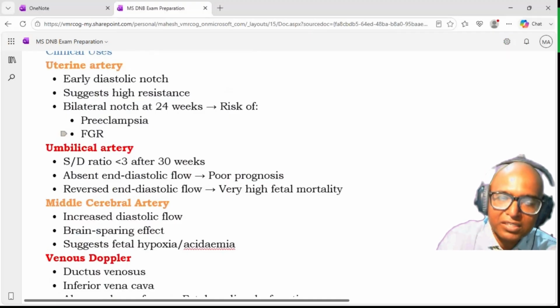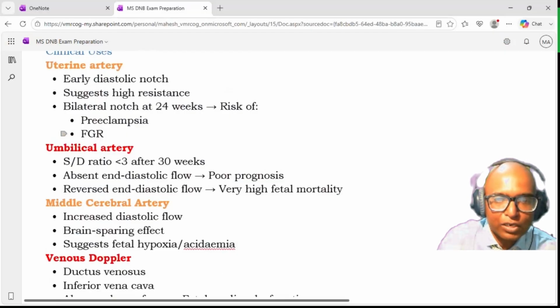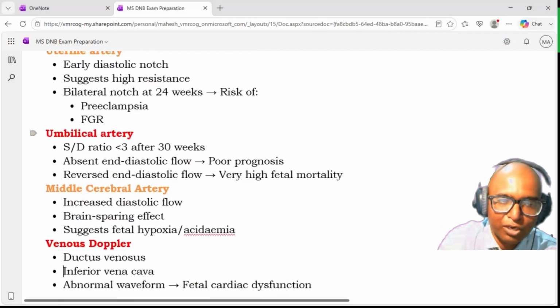Okay, you look at the umbilical artery. Normally, after 30 weeks, the S/D ratio is less than 3. Remember, in uteroplacental circulation the resistance falls down, so diastolic flow is quite good. So the denominator is more, and the S/D ratio will be less than 3 after 30 weeks. Okay, if you get absent end-diastolic flow, there will be poor prognosis; reversal of end-diastolic flow, very high fetal mortality.